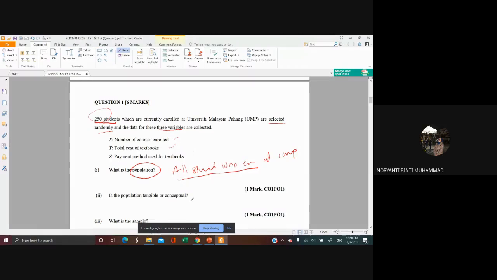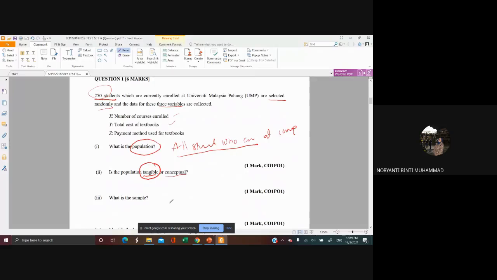Is the population tangible or conceptual? So now here, you must understand what is tangible, what is conceptual. Tangible, counted, you know the maximum value. You can know the total value. So, number of students, can we know the total number of students too? Yes. Yes, so the answer will be tangible. Okay, yes.